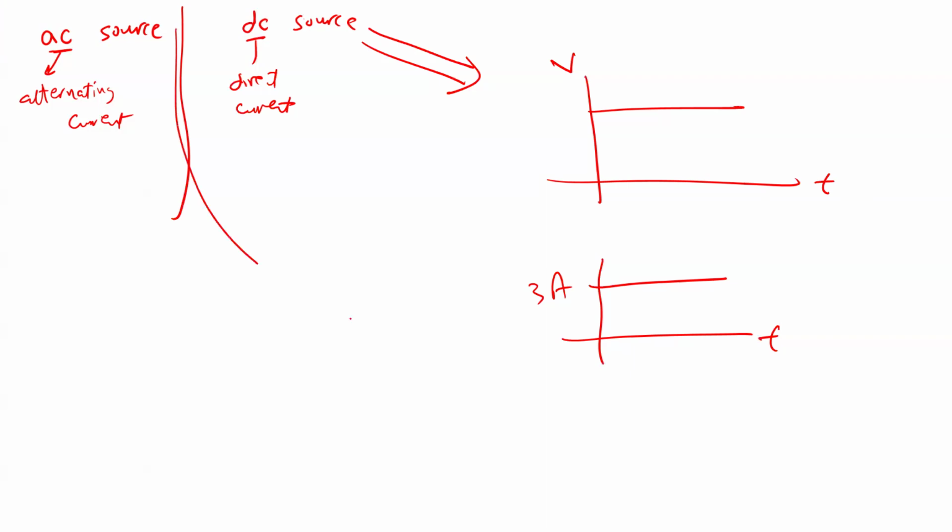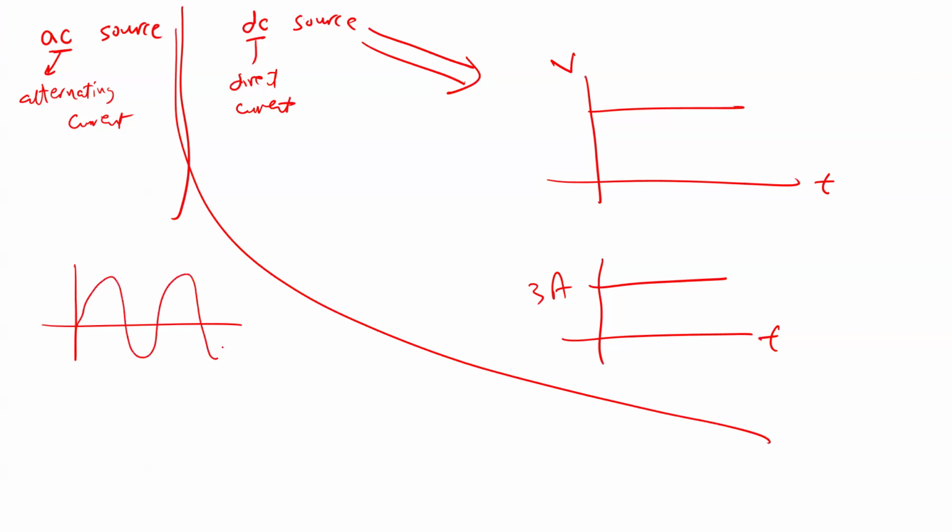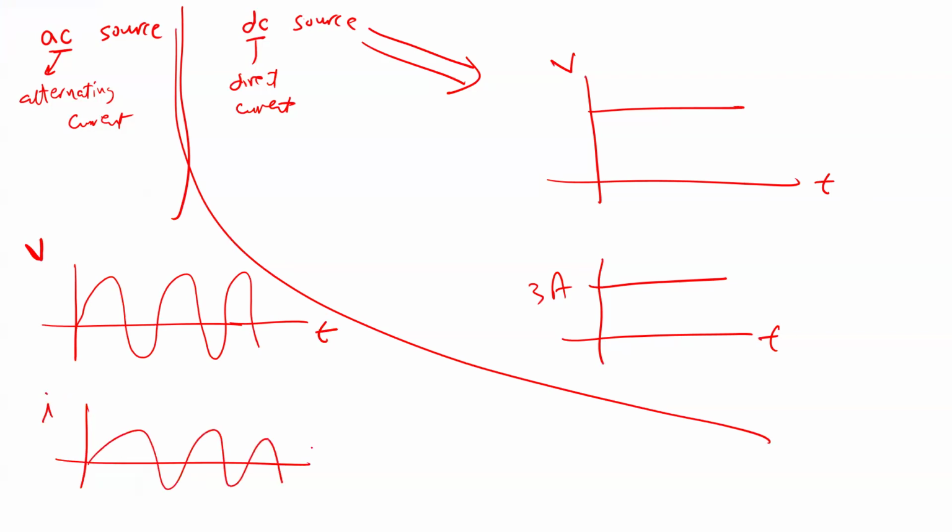For an AC source, it changes over time. However, we are interested in sinusoidal signals, sine waves. So here this can be the voltage, or it can be the current. Okay, guys, is that clear?